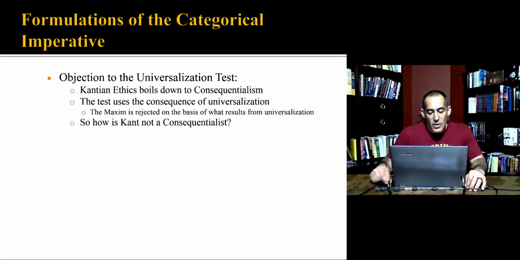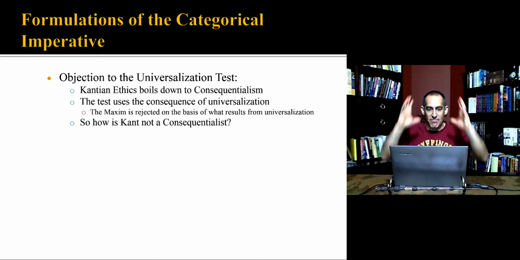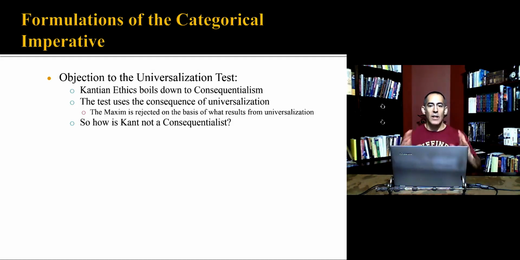Now, an objection to the universalization test needs to be brought up. It does seem when you put a maxim through this test, we're looking at what the world is like as a result. Is that a world that has a contradiction? Is that the consequence of putting this through the universalization test? Or is it a world that I couldn't possibly live in, or at least live in successfully? Again, looking at consequences of universalizing this maxim.